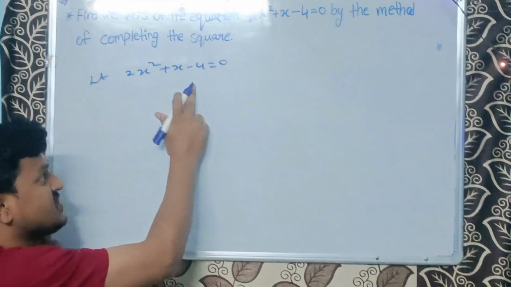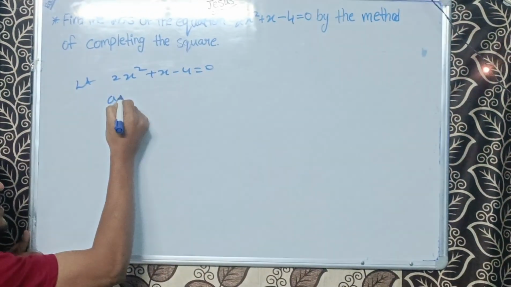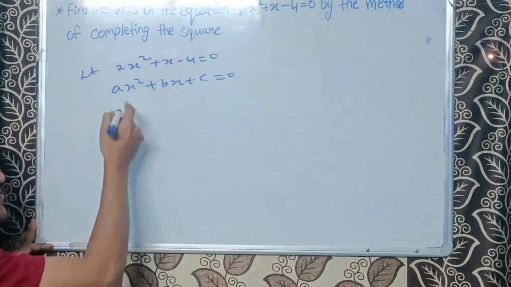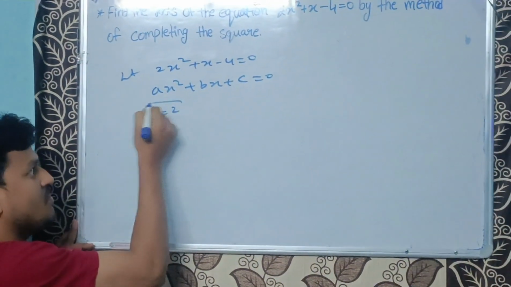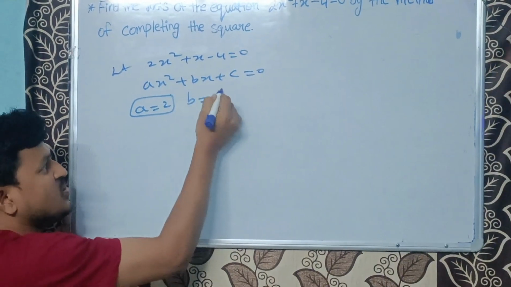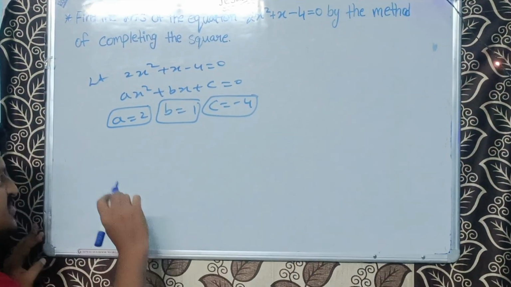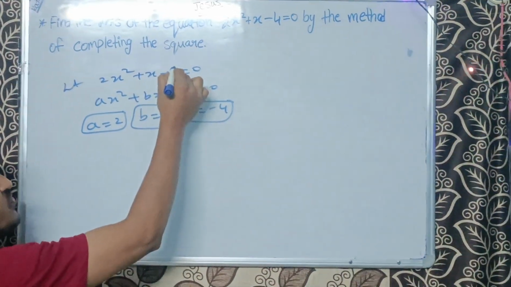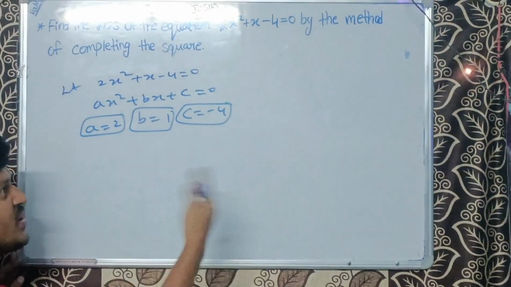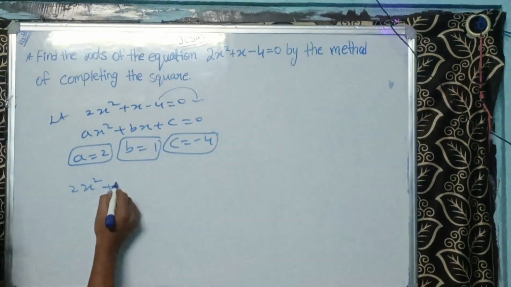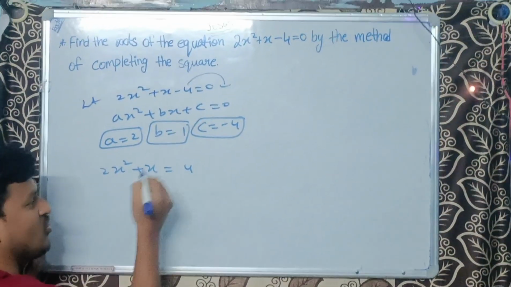Write the quadratic equation in the quadratic form, ax square plus bx plus c. Write the coefficient values: a is equal to 2, b is equal to 1, c is equal to minus 4. First step of this method is to transfer the constant value from left to right. That means 2x square plus x is equal to plus 4.